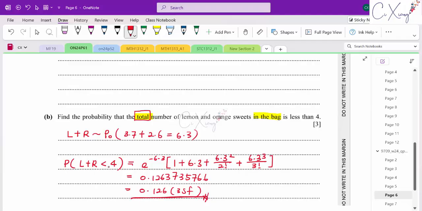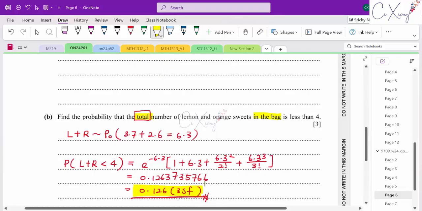Right, so this is how we answer the question with the total lemon and orange sweets in the bag. This is how we solve it. Alright, so let us have a look at part C.